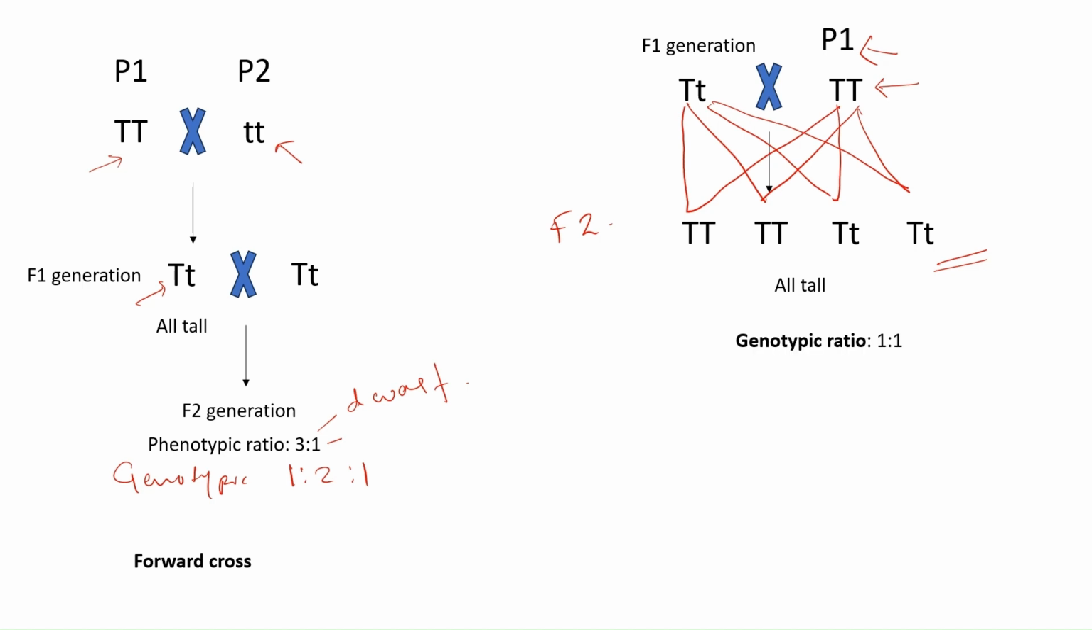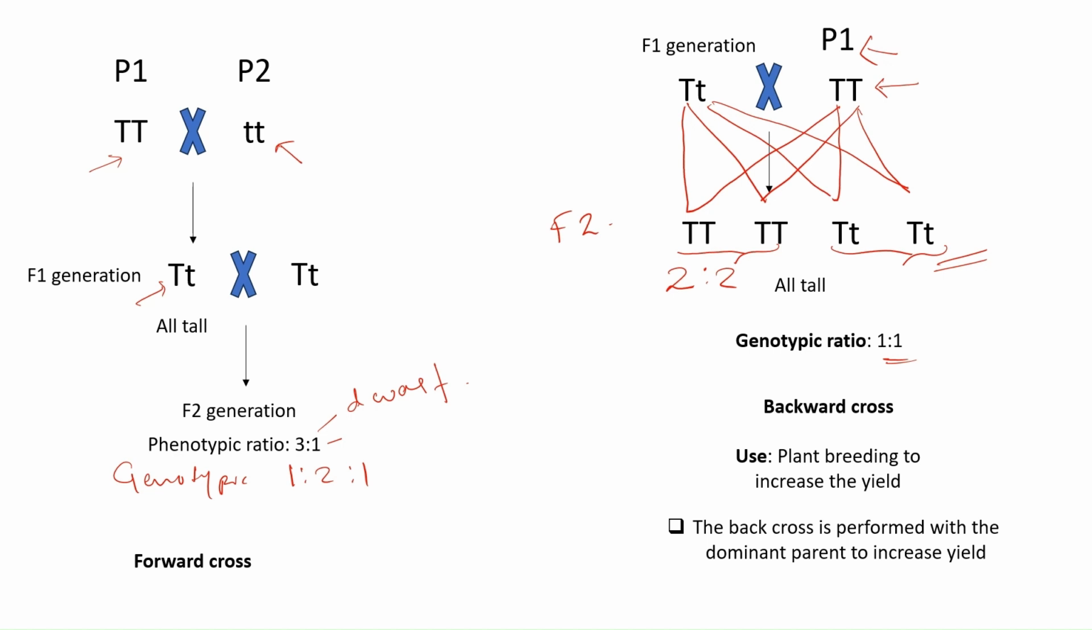Now here the genotypic ratio is 1:1, because this is one kind of genotype and this is another kind of genotype. TT are present in two numbers, whereas capital T small t are also present in two numbers. So 2:2 is 1:1. So here the genotypic ratio is 1:1, whereas in our forward cross the genotypic ratio is 1:2:1. Now this is known as back cross, where F1, F2 or any generations are crossed with the parent with dominant phenotype and genotype. These are used in plant breeding to increase the yield, and the important thing to notice is that the back cross is performed with the dominant parent to increase the yield. So this is all about back cross.